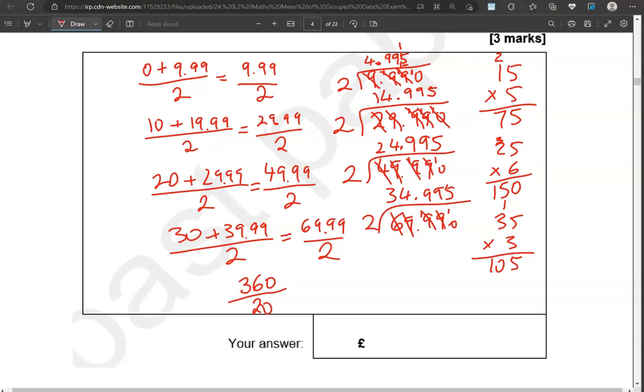I'm going to write it like this time because you know that fraction means division. So top number divided by the bottom number. If I divide both numbers by the same number, then the fraction stays the same. So 360 divided by 10 is 36. 20 divided by 10 is 2. So 360 divided by 20 is the same as 36 divided by 2. And we know that 36 divided by 2 is 18. So the answer is £18.